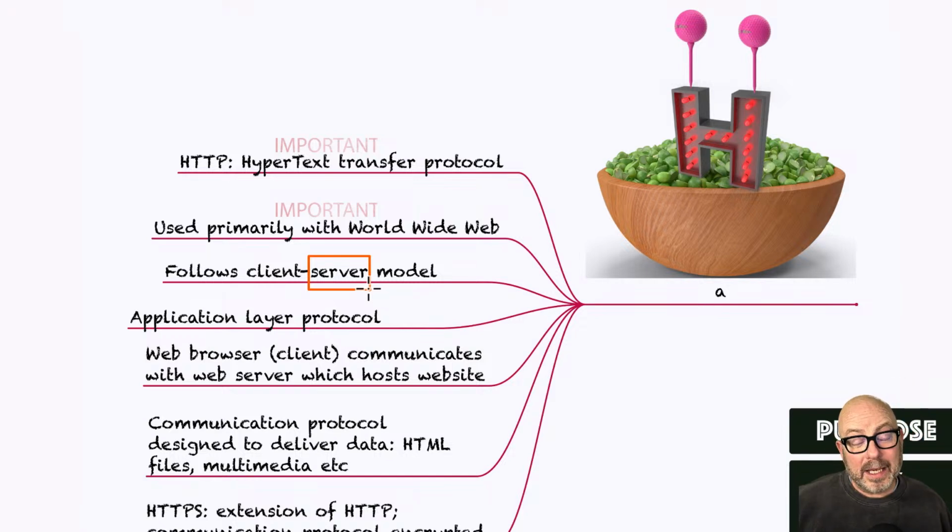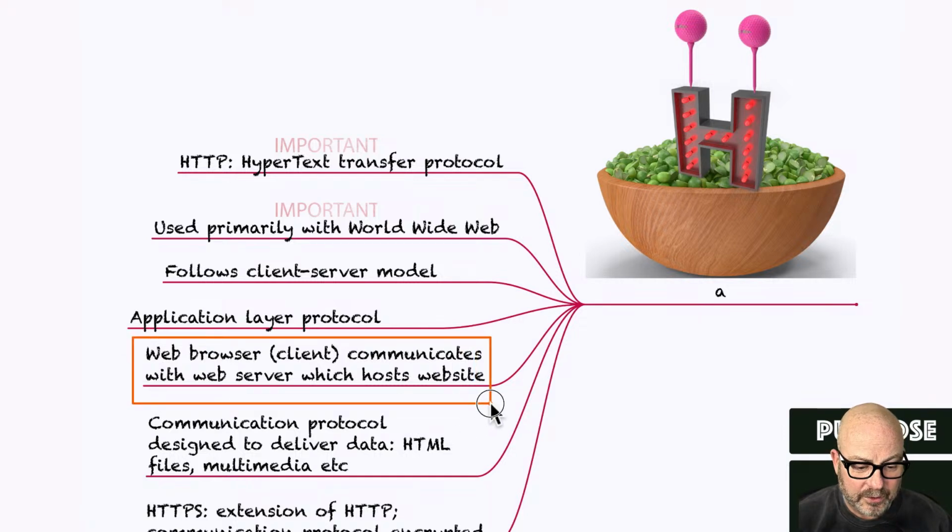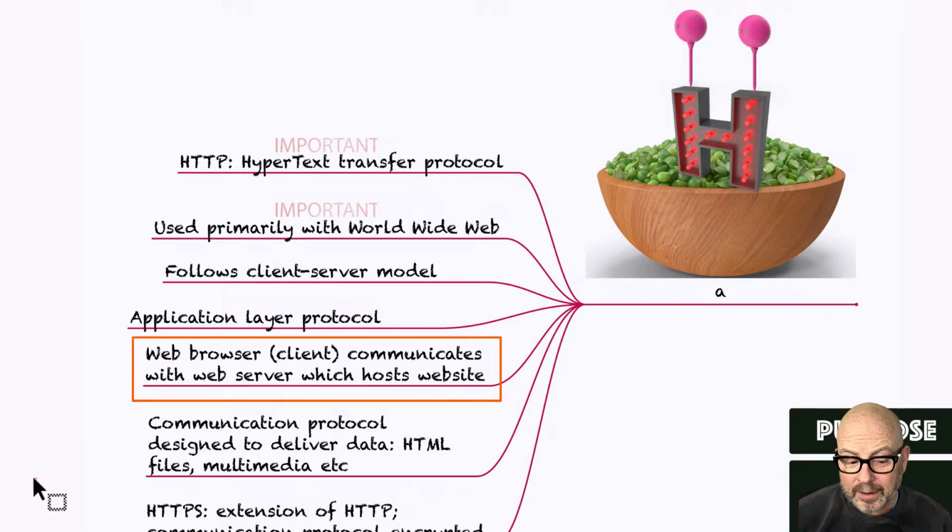As opposed to a peer-to-peer network, if you remember, which is when all the nodes or computers are equal and you are simply connecting them, plugging them into each other. So it's an application layer protocol. Forget that for the time being, because I'll come back to that later on. The web browser, which is the client, communicates with the web server, and the web browser is on your computer. You are the client, and you are communicating with the web server, which serves you up your web pages.